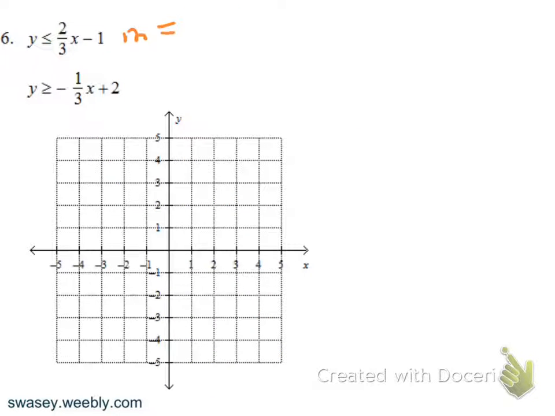This one, our slope is 2/3. Y-intercept is -1. Plot a point at -1, then go up 2 to the right 3. You can also go down 2 to the left 3. This one's going to be a solid line.